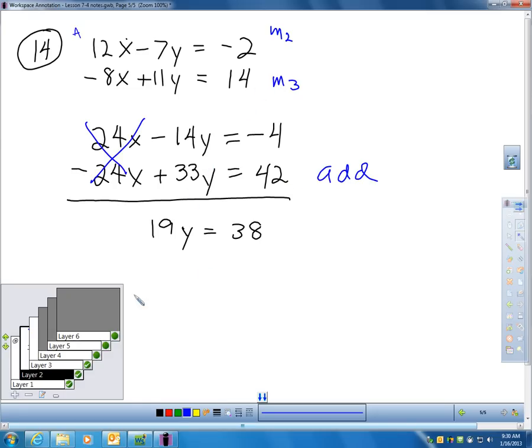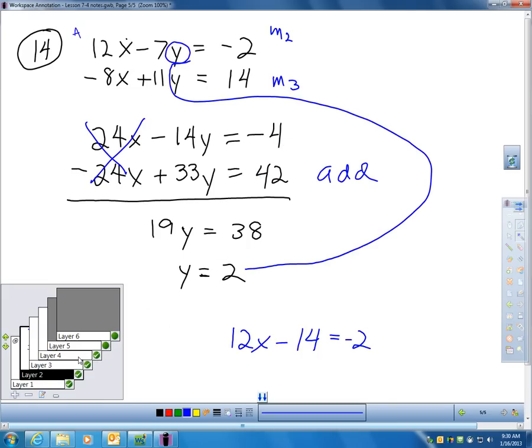Now I can eliminate if I add. 24 plus negative 24 is nothing. Negative 14y plus 33y is 19y. Negative 4 plus 42 is 38. Divide by 19 on each side, and I get y equals 2.